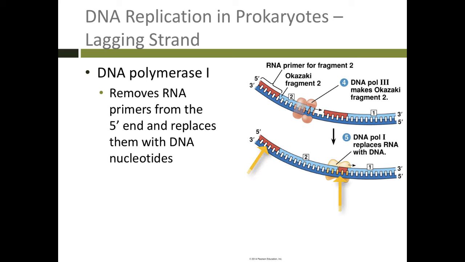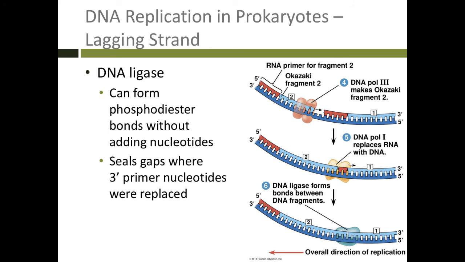However, we have to get rid of these RNA primers. DNA polymerase I will remove the RNA primers and fill in the empty base pairs with DNA nucleotides. Another enzyme, DNA ligase, will help make the phosphodiester bonds and seal the gaps between the nucleotides added by DNA polymerase III and DNA polymerase I.